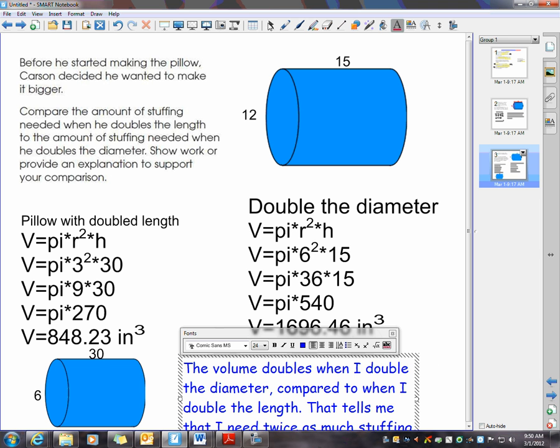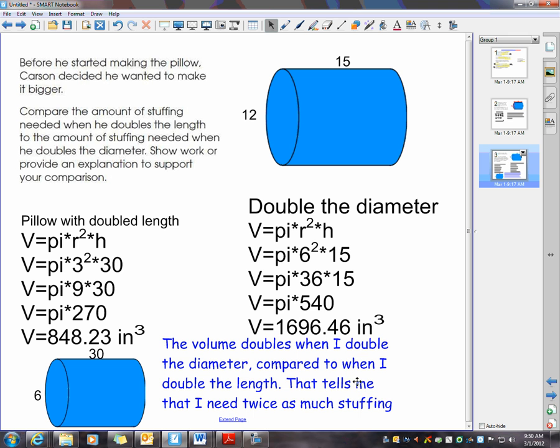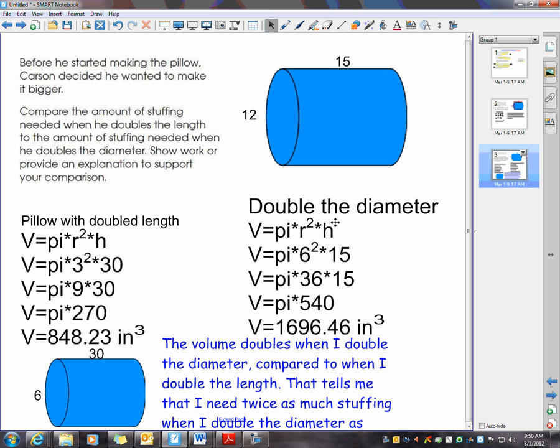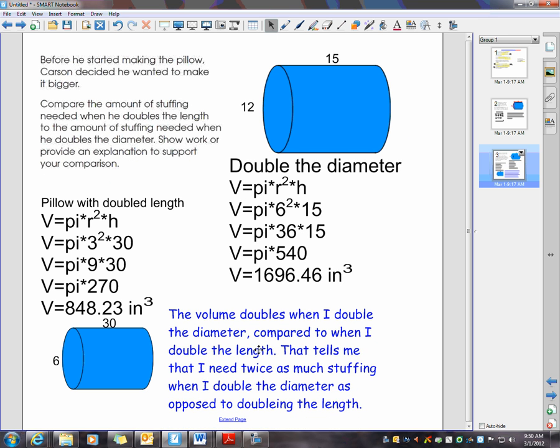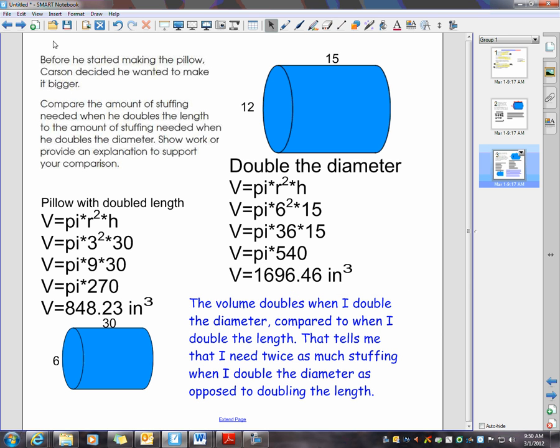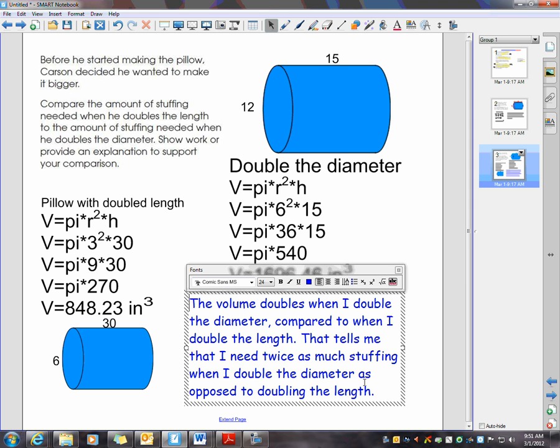I need to pull this up a little bit. That tells me I need twice as much stuffing when I double the diameter as opposed to doubling the length. And hopefully you'll be able to see that in just a second. Well, apparently not. Okay, as doubling the length. So the volume doubles when I double the diameter compared to when I double the length. That tells me that I need twice as much stuffing when I double the diameter as opposed to doubling the length. Now, upon rereading, I realize that I'm not the person making the pillow.